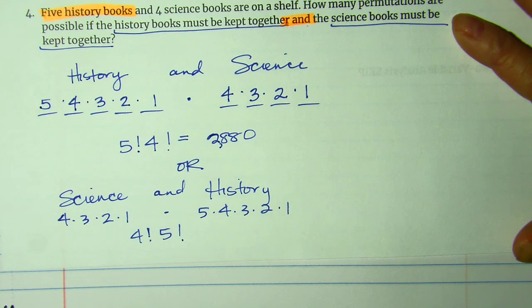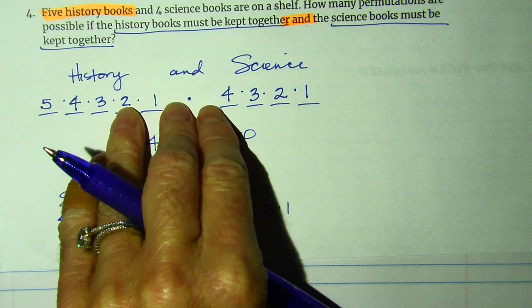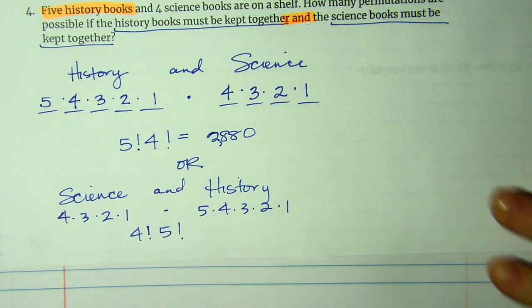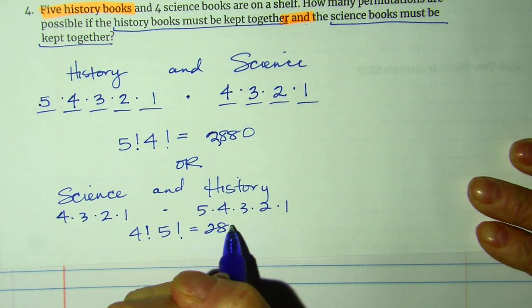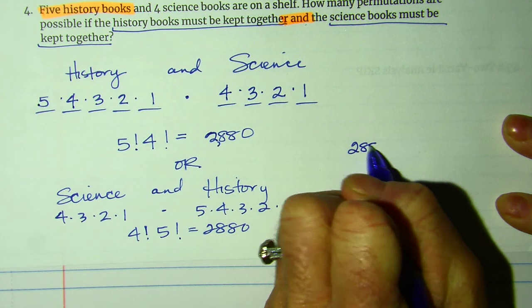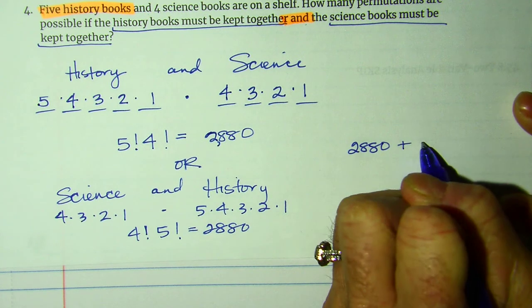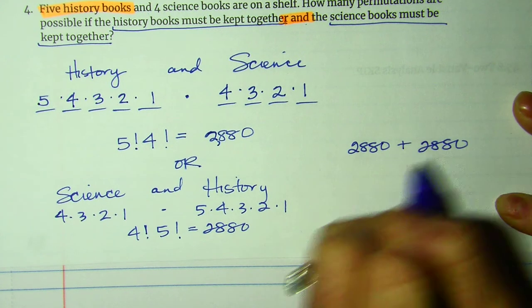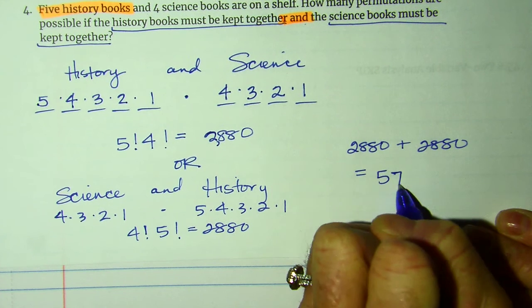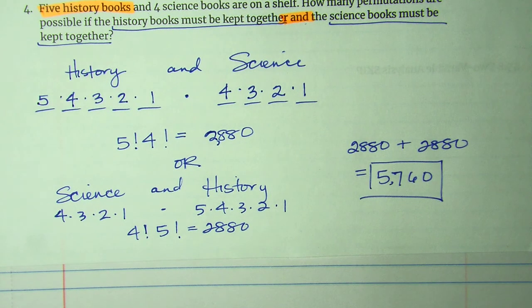Okay, but we know that in multiplication order doesn't matter. So this is if I put the history books first. This is if I put the science books first. That would still give me 2,880. And I would add them. This would be if history's first plus the option if I put science first gives me a total of 5,760 ways I could organize my books. You will see that on your homework, so use this example.